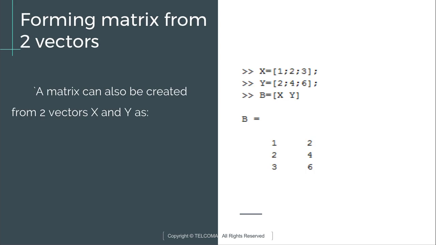Then how to form a matrix from two vectors? Like if we are given two particular vectors, x has some elements, y has some elements, then we can form a particular matrix from these two vectors, like B equals to, in square brackets write x space y if you want to create a column matrix. And if you want to create a row matrix, just write in square brackets x semicolon y. This will create a row matrix.